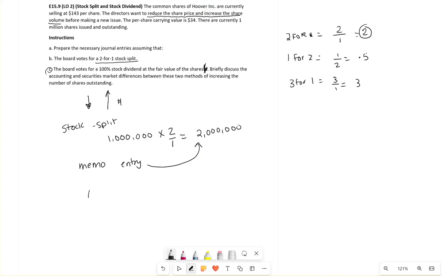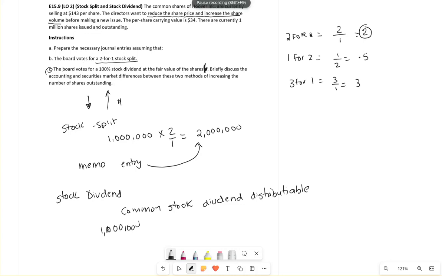In this case, we know that debit will be stock dividend, and credit will be common stock dividend distributable. And we had 1 million shares that were outstanding. Stock split and stock dividend are each independent, so a stock split has nothing to do with the stock dividend. Would you do an entry at the stock split? No, we will not do an entry. We will only do a memo entry.